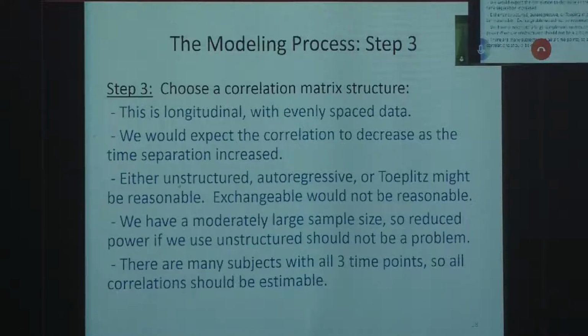I don't like to make assumptions unless I have to. Here I've got plenty of people to estimate only 3 correlations. I would go with unstructured. These would not be wrong choices. They'd be reasonable alternatives. And if you're thinking about who's going to make this choice, it's going to be you. These are all reasonable. Which one you choose is up to you.